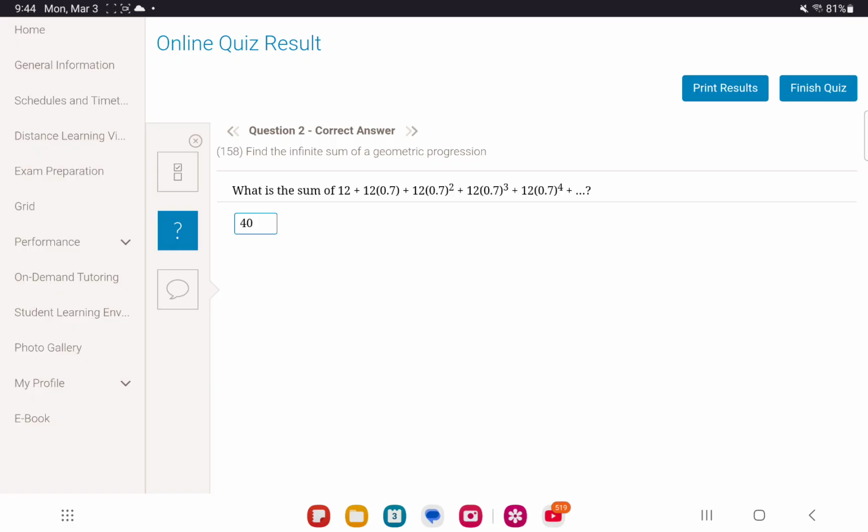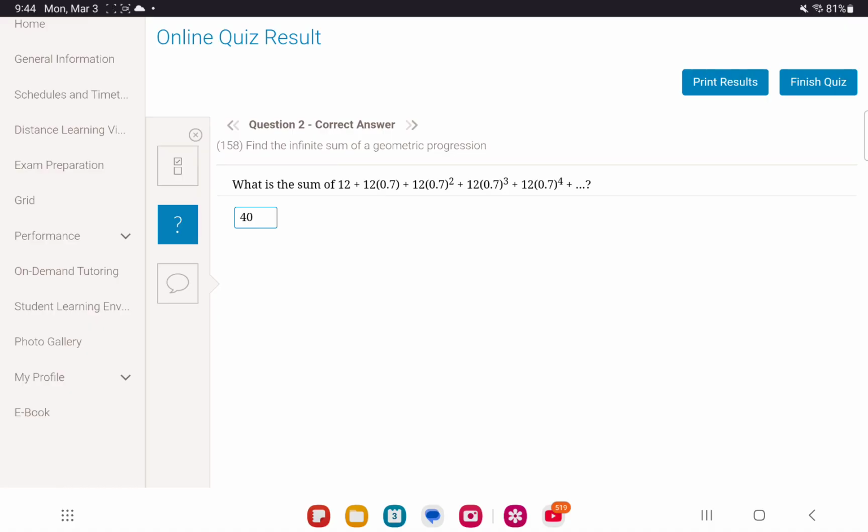Here, if it's a geometric progression, when we divide the term by the preceding one, you get the same value as the others, okay? So let's do 12 times 0.7 divided by 12, and you get 0.7. And then if you do 12 times 0.7 to the power of 2 divided by 12 times 0.7, you also get 0.7, okay? So each time you go, you're multiplying by 0.7. That means it's a geometric progression, okay?